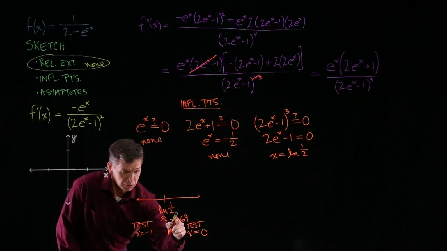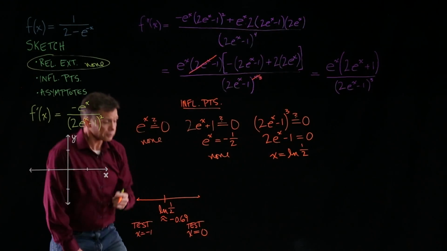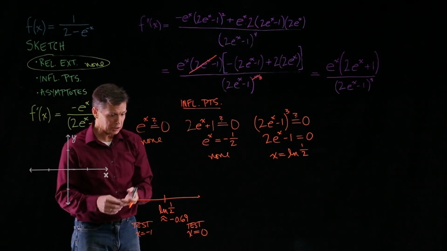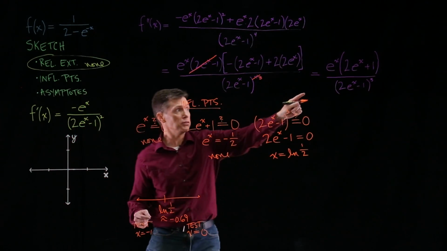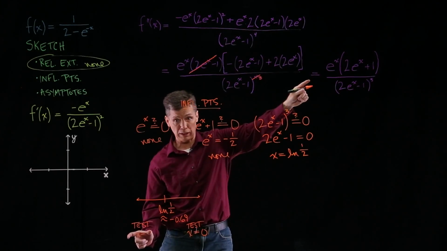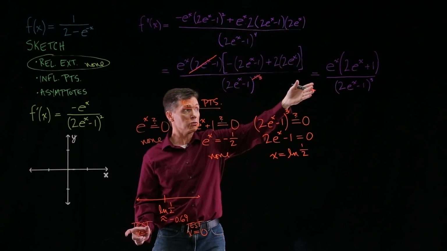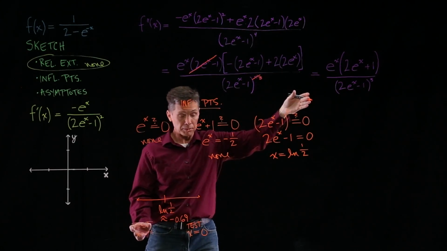Anything to the right of -0.69. So, all right. Now I've got to figure each of these out in terms of the second derivative, plugging in those test values, and again, just worrying about whether it's positive or negative.